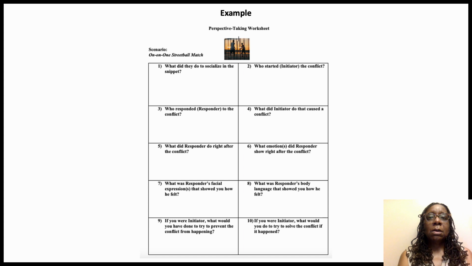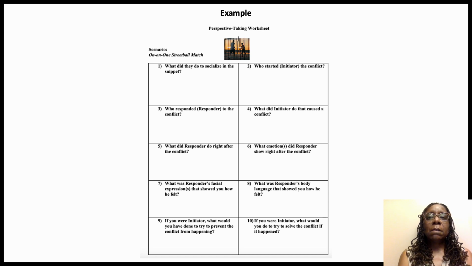Question number 3. Who responded to the conflict? You will notice that responder is in parentheses. This is so because from this point forward, responder will be known as the person who responded to the conflict. Question 4. What did initiator do that caused a conflict? Question number 5. What did responder do right after the conflict?